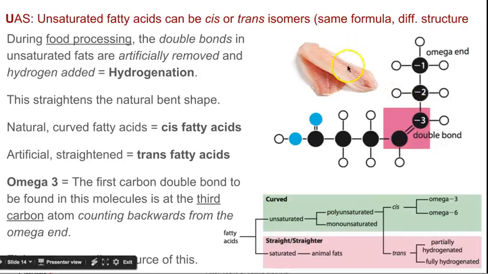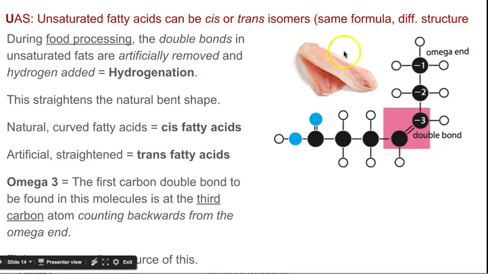So we can see here is our fish as a source, a nice bit of tilapia. Here is our omega end, and we count 1, 2, 3 carbons back from that omega end, and we get our first double bond. So this is why it's called an omega-3 fat. We tend to focus on these because they have good health benefits. You'll also see there's other types, for example, omega-6 and so forth. But omega-3 is the one they want you to know for IB.